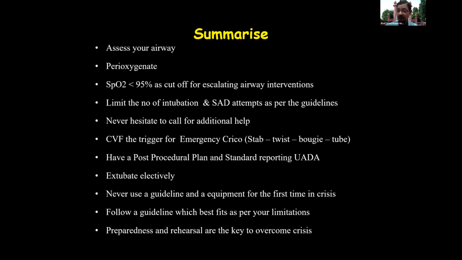He's not tunnel-visioned in his thought process. So he gives additional input when he comes in a rescue status, because you are already exhausted and overstressed with all sorts of adrenal surge. So naturally, you always go for additional help. Complete ventilation failure should be a trigger for emergency cricothyroidotomy. You have the 4 steps, 4 devices. Have a post-procedural plan and standard reporting, and along with that, you extubate electively.